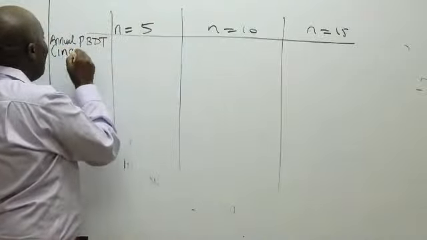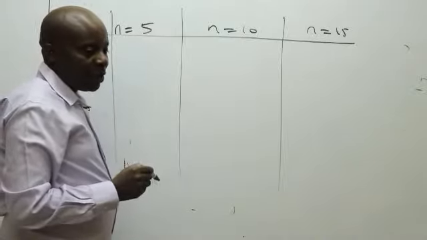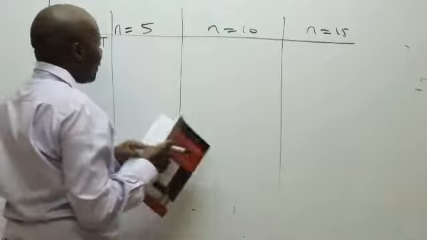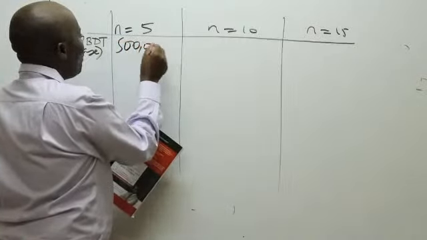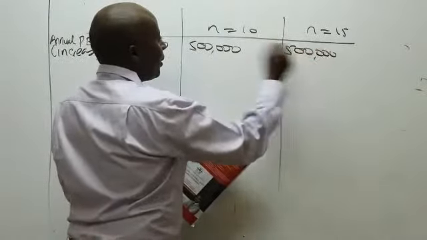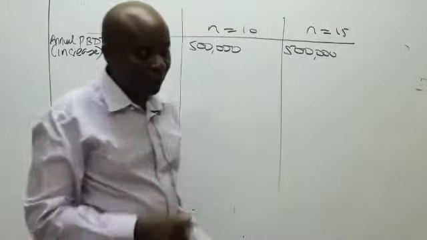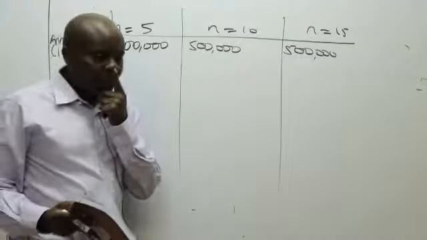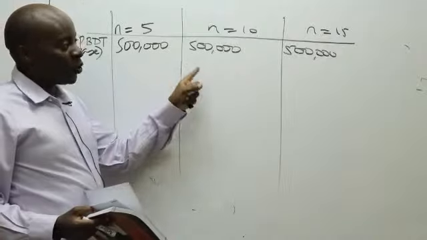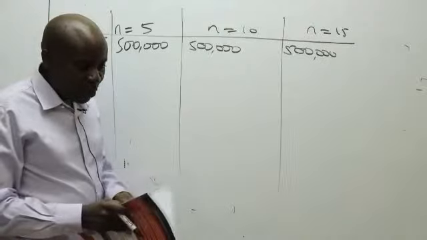Are we together? Great. So in this case, the increase here is 500,000. So we have 500,000, 500,000, 500,000. Remember, it's annual. So don't multiply this with 5, multiply this with 10. I saw so many students doing it; it's annual, it's every year.